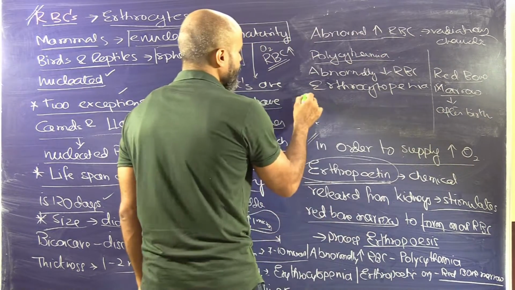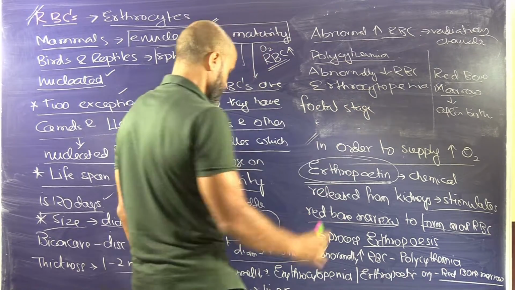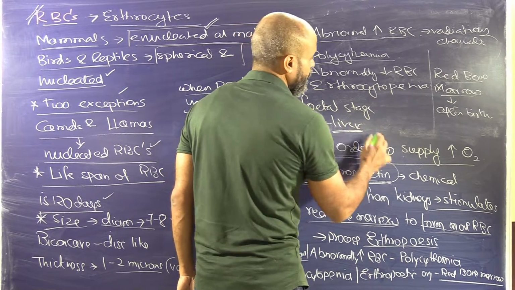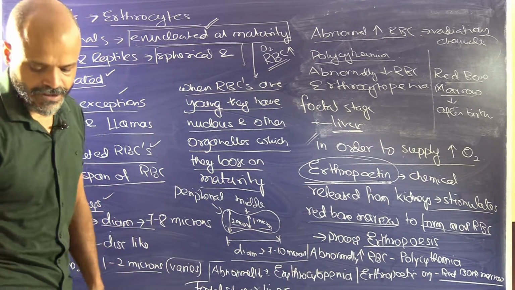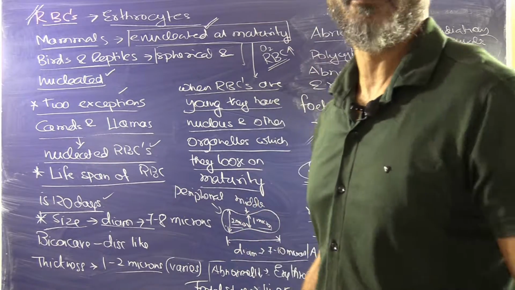However, in the fetal stage, the RBCs are produced in the liver. In the fetal stage, the RBCs are produced in the liver. So these were certain points about RBCs. We are going to discuss more, but you can certainly make a note of it.